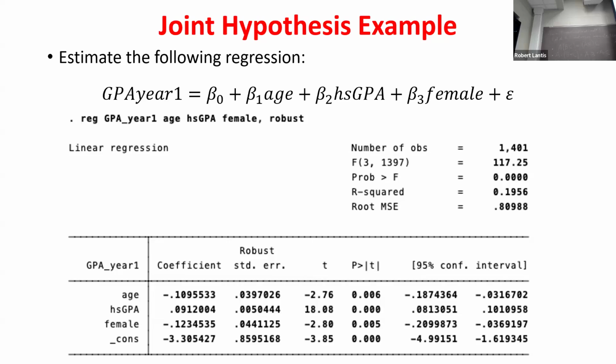What about high school GPA? Well, the p-value here is 0, right? So yes, I definitely can reject them. Female, 0.00. Yes, so I can reject individually. I found that each one of them has a statistically significant impact.